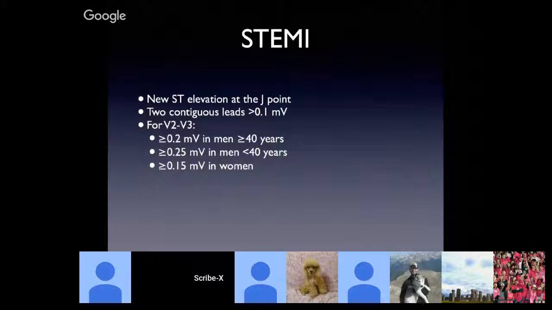And particularly, we look at the V leads, so the precordial leads, V2 and V3. It's different in men than in women, and age 40 and over 40, but you don't need to worry about that. And if you have what we call reciprocal ST depression, meaning that on the opposite side of the heart, instead of being elevated, the ST segments are depressed, that helps you confirm the diagnosis.